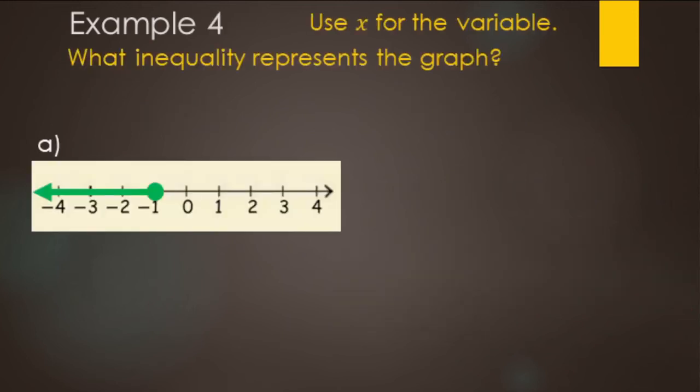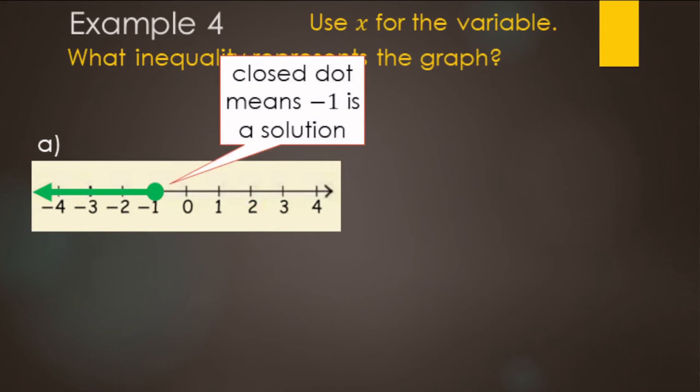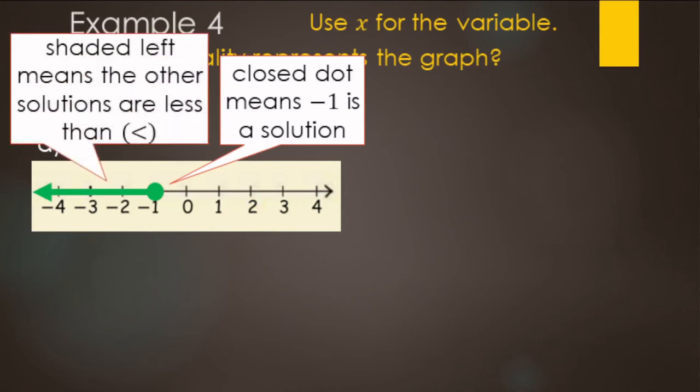Now we're going to be going the other direction. We're going to be starting with the graph and then writing the inequality that goes with the graph. So here we go. We know we have a closed dot at -1, so that's going to be an or equal to, because -1 is a solution, and then it's shaded to the left, so that means we're going to be using a less than symbol.